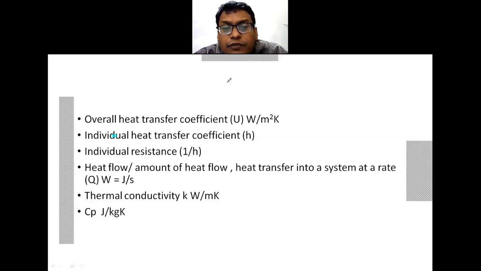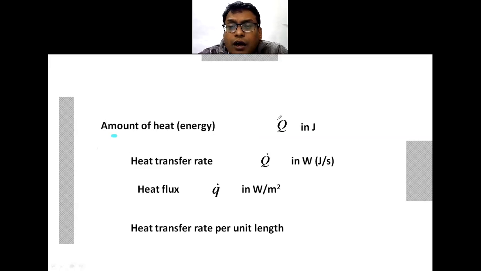Then the heat flow, that is the amount of heat transfer into a system at a rate, is nothing but watt, which is equal to joules per second. If you look at different books or different terminologies, the notations Q, Q dot and small q dot may vary. But you have to remember the units: the amount of heat, heat transfer rate, heat flux and the heat transfer rate per unit length.